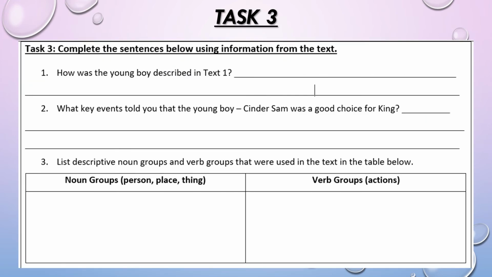You have been given a task today, which is to complete the sentences below using information from the text. Number 1, how was the young boy described in text 1? Number 2, what key events told you that the young boy Cinder Sam was a good choice for king? Number 3, list descriptive noun groups and verb groups that were used in the text in the table below. If you've forgotten what a noun group or a verb group is, you can go back to the videos from last week, and they will show you what noun groups and verb groups consist of.